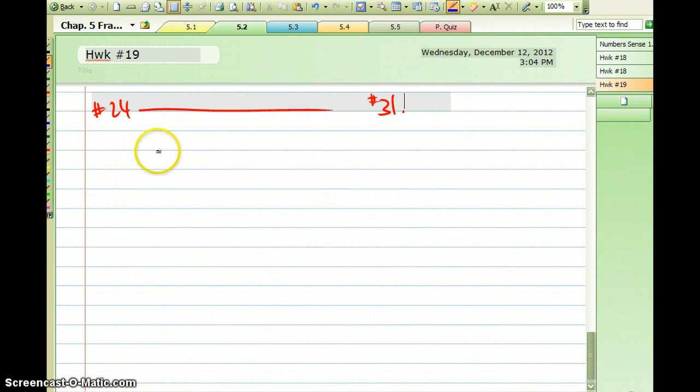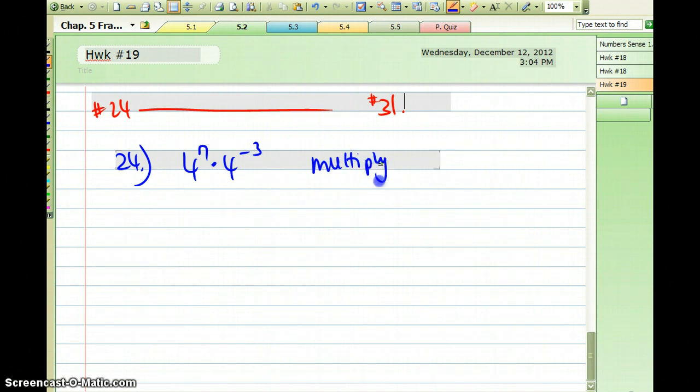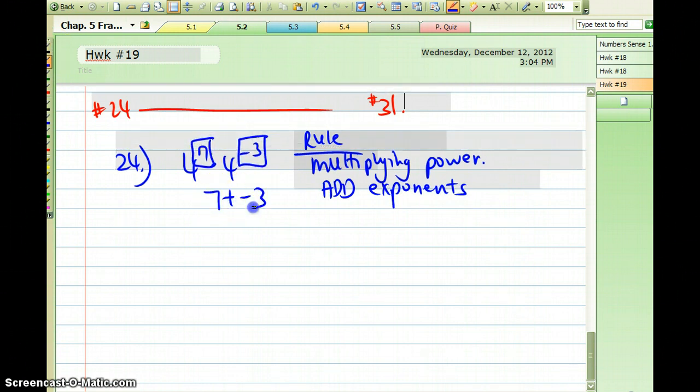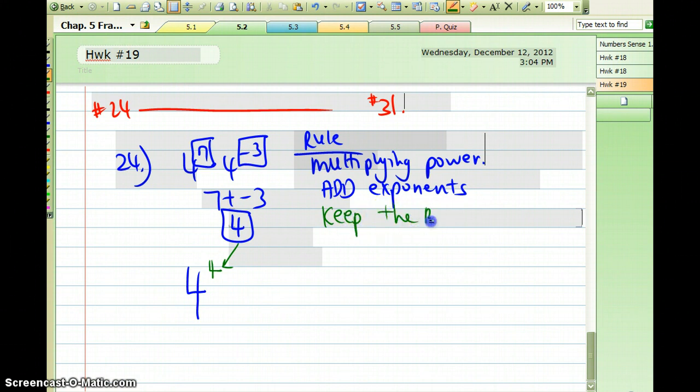If I have, let's say number 24, if I am multiplying powers, then what I do, my shortcut rule, is that I can add my exponents. So here, my exponents are 7 and negative 3. When I add those together, I get 4. So my answer will be base to the 4, keep the base, and then 4 is my exponent. So I do need to remember to keep the base. Okay, so that's the rule for 24.